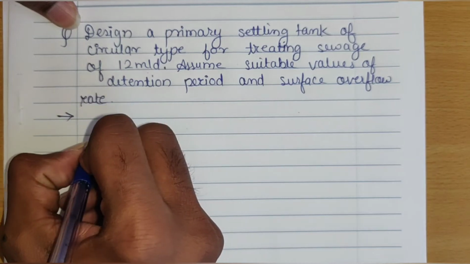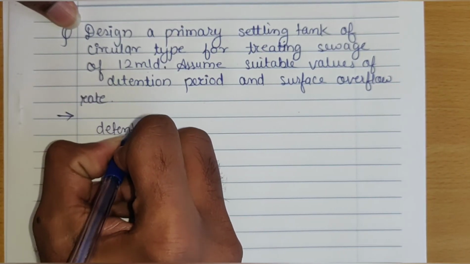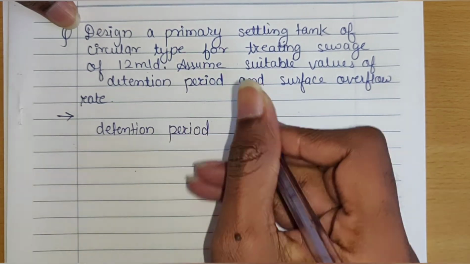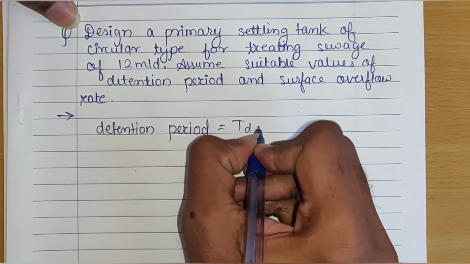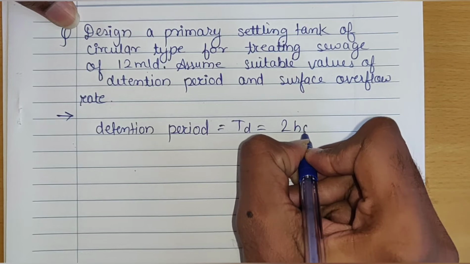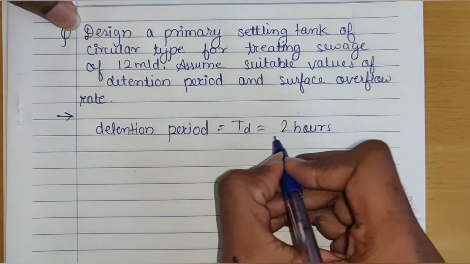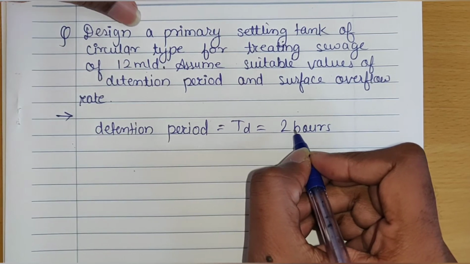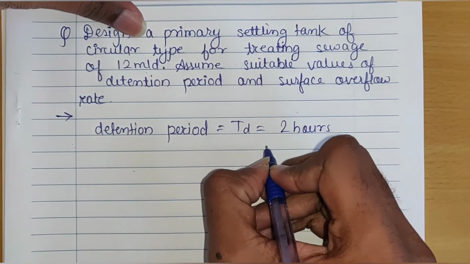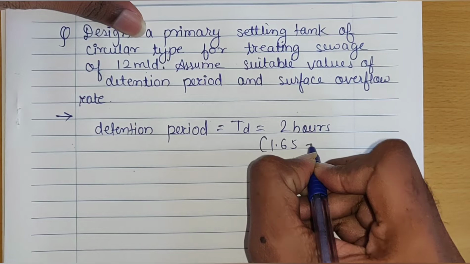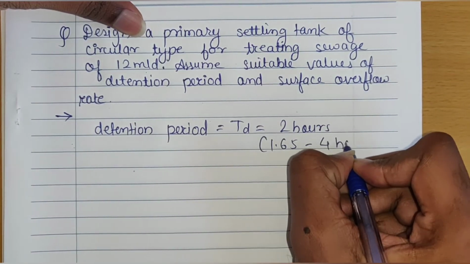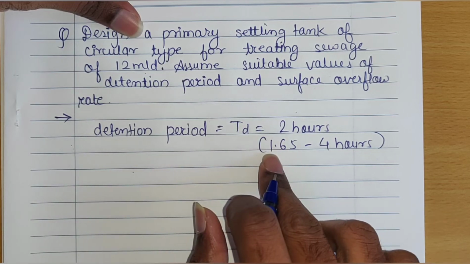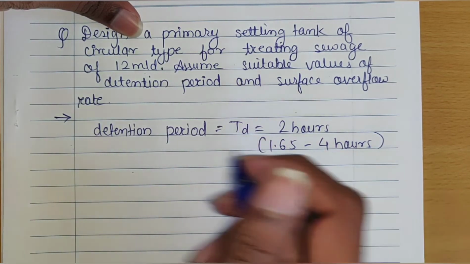Let us assume detention period TD is equal to 2 hours. The value of detention period as per the CPHEEO manual is 1.65 to 4 hours. You can assume any value of detention time in between 1.65 to 4 hours.